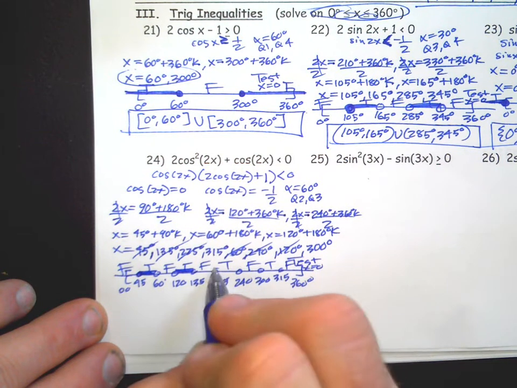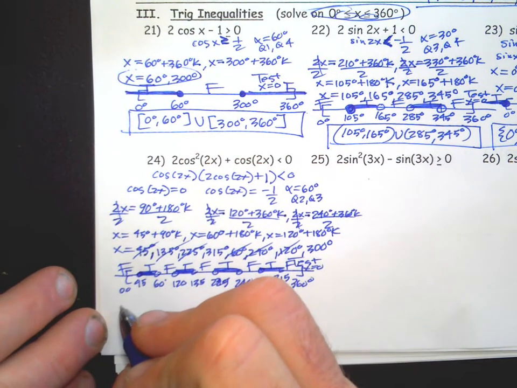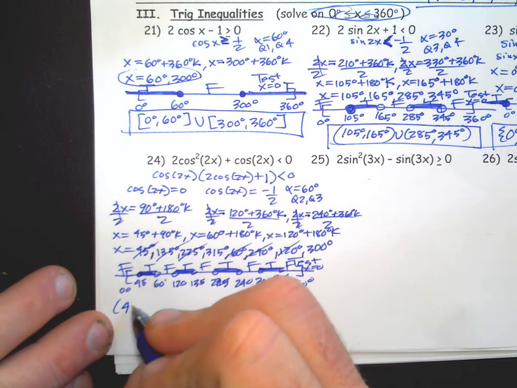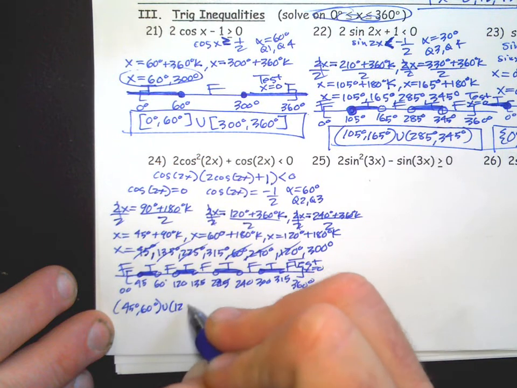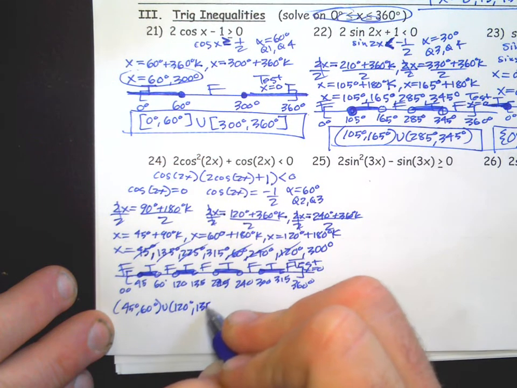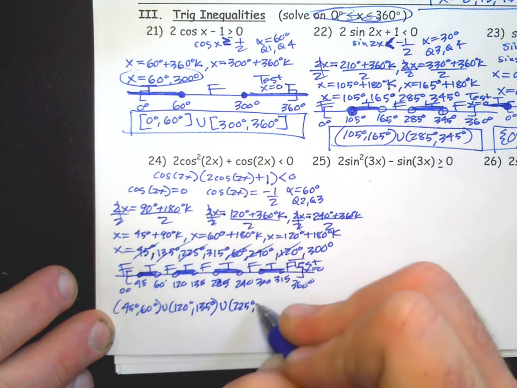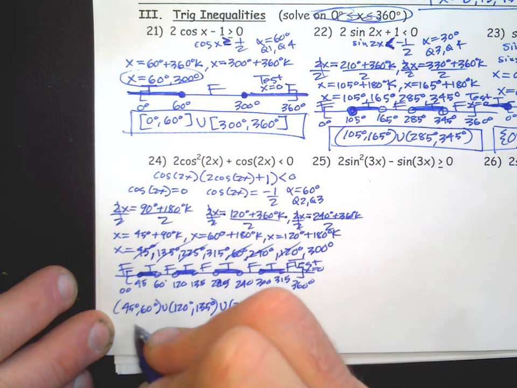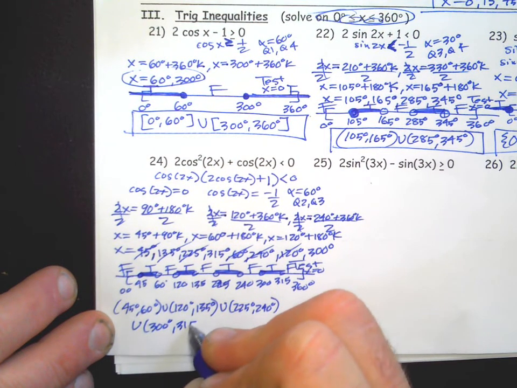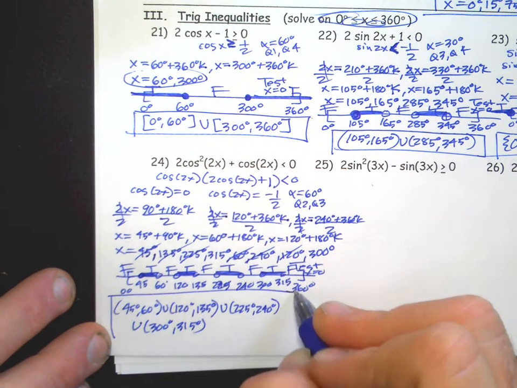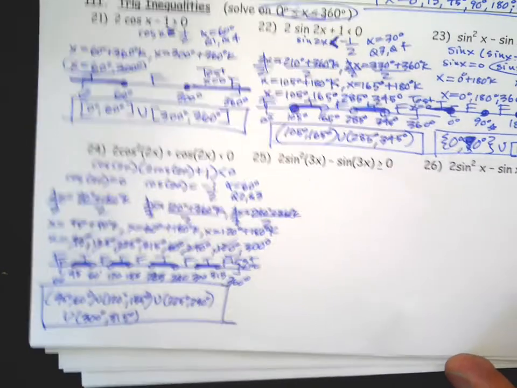So here we go. The answer is, now for the answer, I'm going to put the degree symbols. So the answer is parentheses 45 degrees to 60 degrees, union 120 degrees to 135 degrees, union 225 to 240, union 300 to 315. There you go. That was pretty detail oriented. You got to be careful on these.